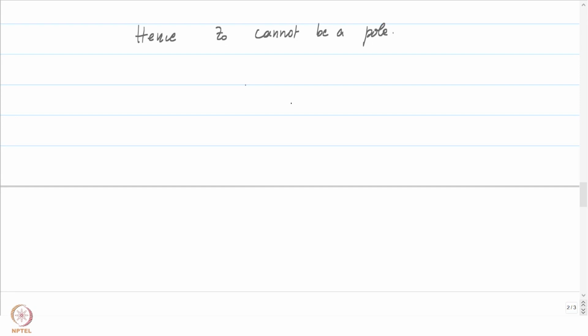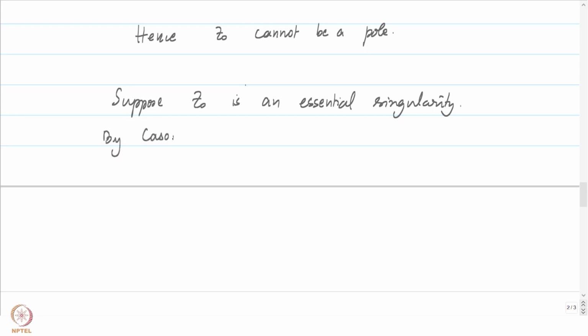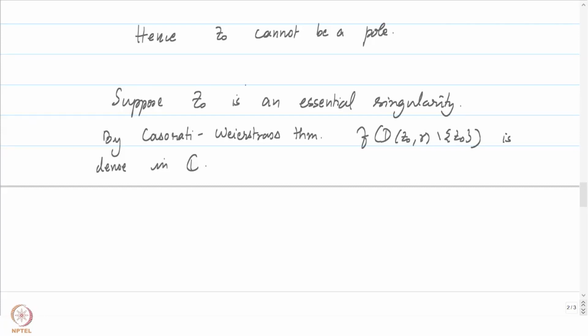Let's now rule out the possibility that z0 is an essential singularity. Suppose z0 is an essential singularity. Let's come to some kind of a contradiction. Here we are going to use the Casorati-Weierstrass theorem. What did the Casorati-Weierstrass theorem tell us? By the Casorati-Weierstrass theorem, f of D(z0, r) minus {z0} is dense in C. That's what it said, right? For every alpha in C, there exists some sequence z_n. Let me recall the statement for you.